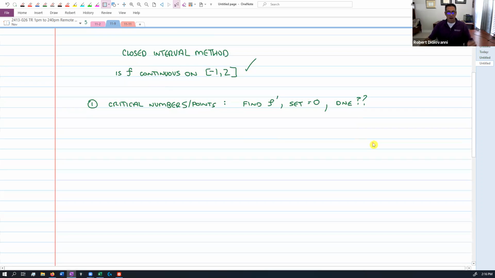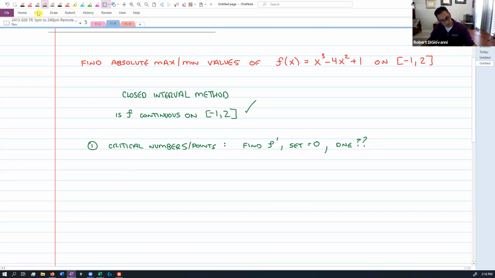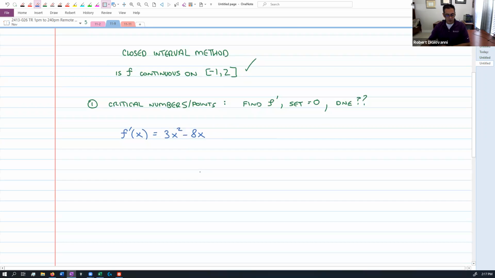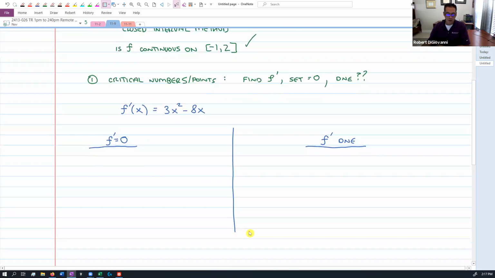So let me start by finding the derivative. Okay, what is the derivative of this function? Well, that should be no problem for us now, right? 3x squared minus 8x. That's my derivative. To find the critical numbers, now I ask myself a question. First of all, when is that derivative equal to 0? That's the first thing I'm going to figure out. And then over here, I'm going to say, when does that derivative not exist? These are two different ideas I have.